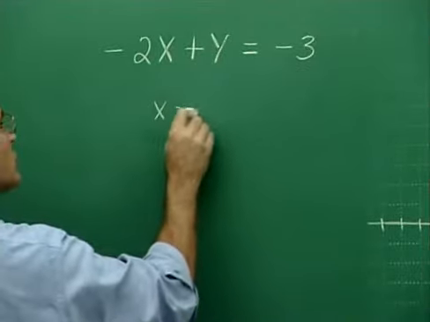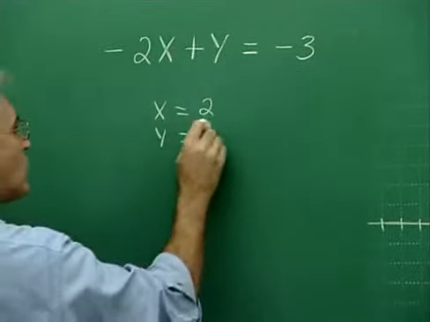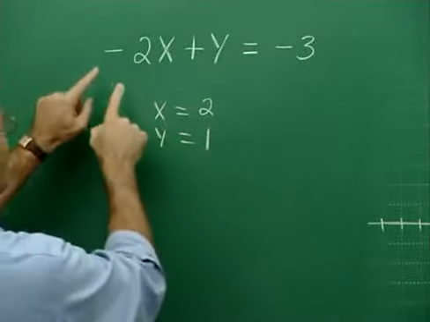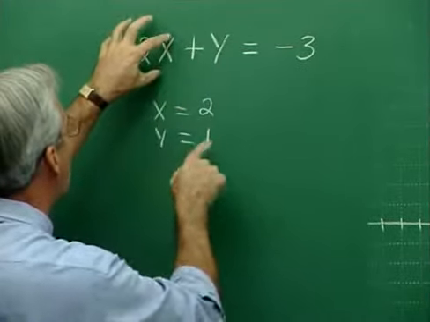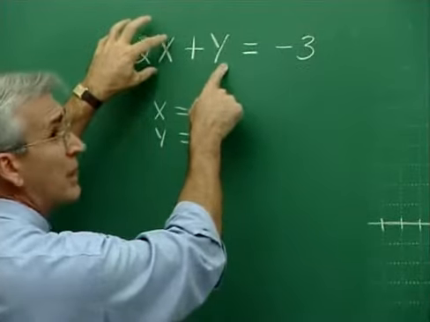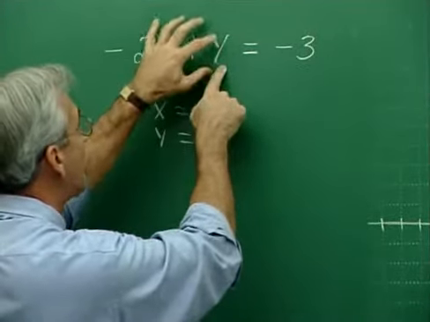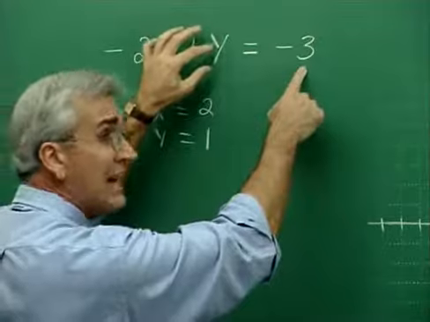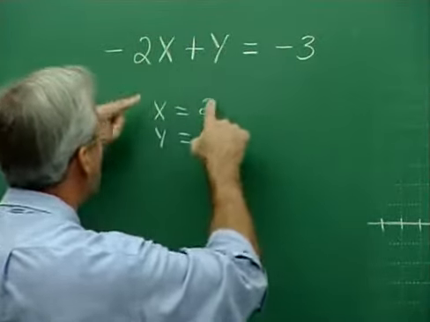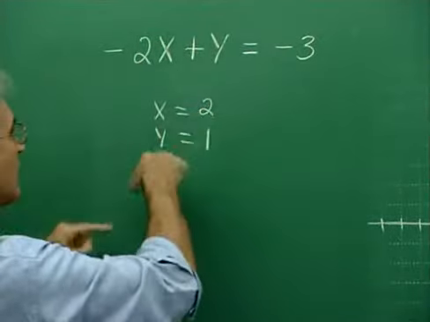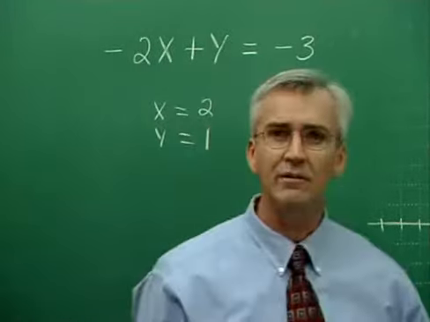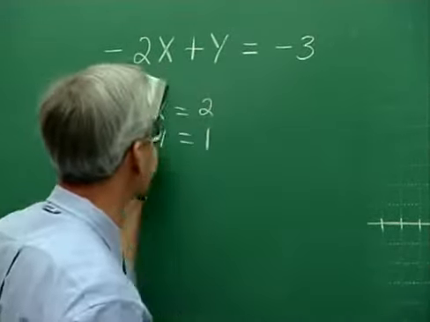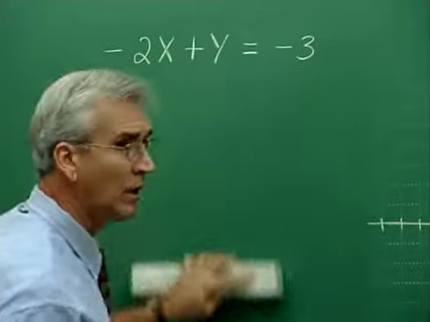If x is 2 and y is 1, then let's see what happens. We would have negative 2 times 2, that's negative 4. Then if y is 1, we have plus 1. Negative 4 plus 1, that's negative 3. Negative 3 is equal to negative 3. Yes, that's true. So this ordered pair makes that statement true, and therefore this is a solution to that equation. The whole idea of point plotting is to find solution points and plot them on a coordinate plane.